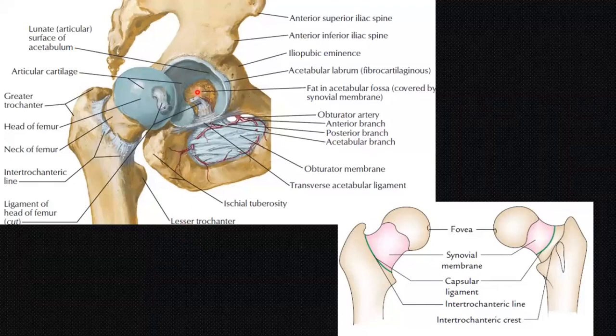Here we are. This is where the capsule is attached around the acetabulum, circumferentially here. Then anteriorly it is attached along the intertrochanteric line, but posteriorly it is attached halfway along the femoral neck. The other half here is occupied by the tendon of obturator externus muscle.